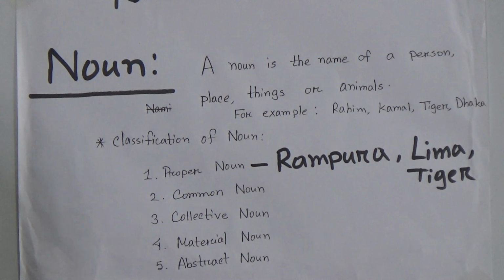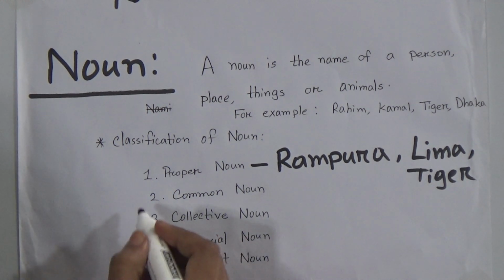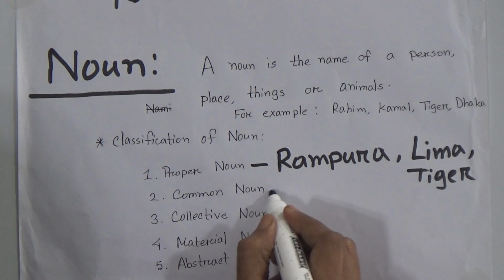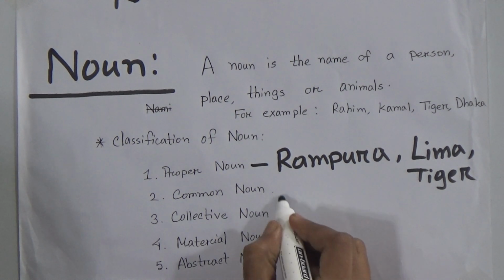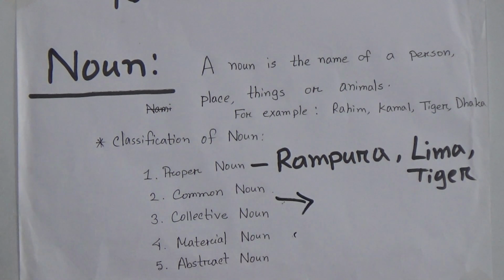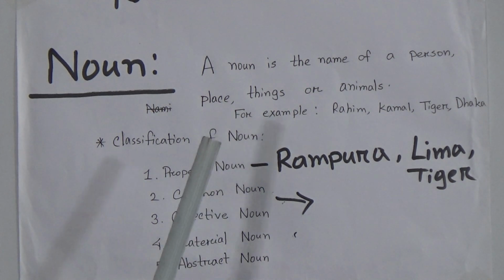Okay, dear students, now I am going to show some examples of common nouns. At first we have to know the definition of a common noun. Dear students, for common nouns we can say that a common noun is the name of a person, an animal, a place or a thing. So what have I said? A common noun is the name of a person, an animal, a place or a thing.